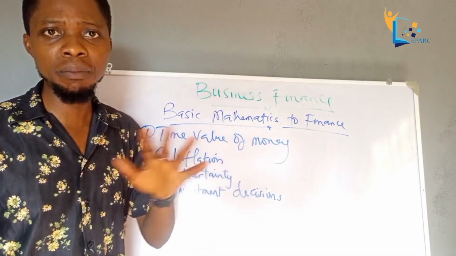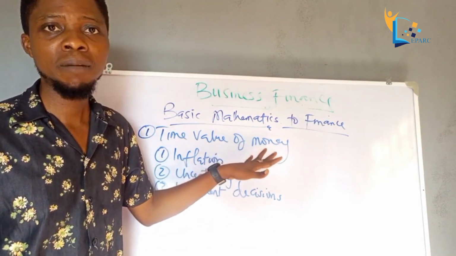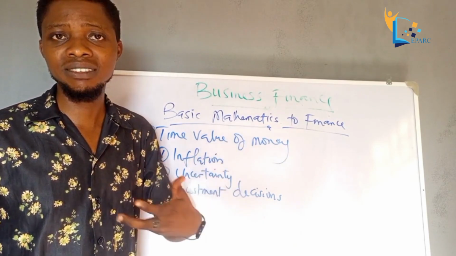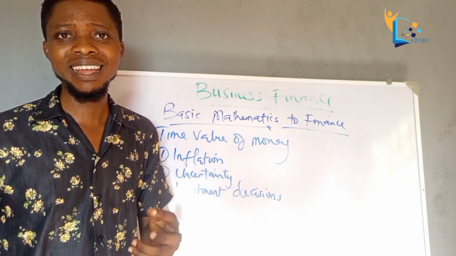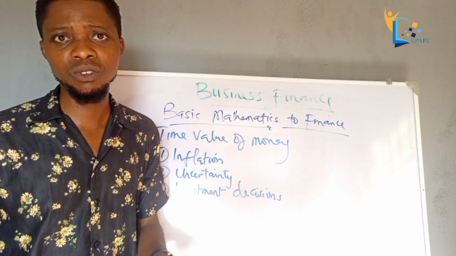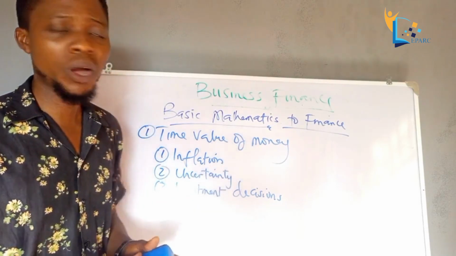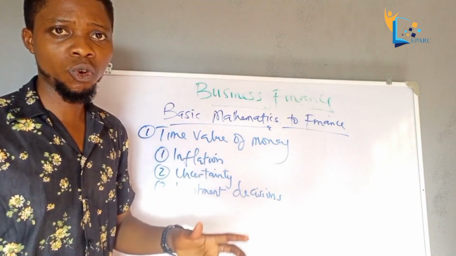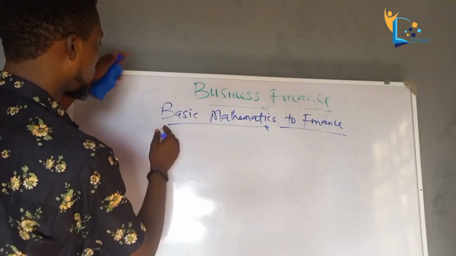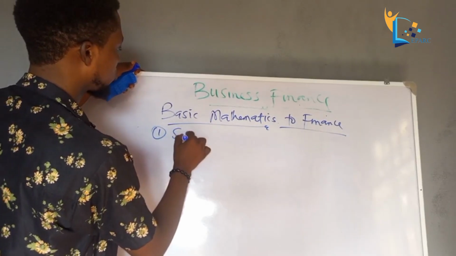Now, there are basic parameters that will help us determine the time value of money. As a small investor, or somebody trying to make a good decision on various investments, there are some parameters that will help you determine the time value of money, and we're going to look into them very quickly. So we're going to look at simple interest.